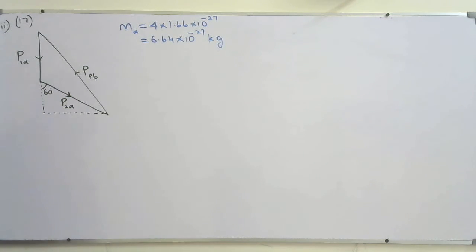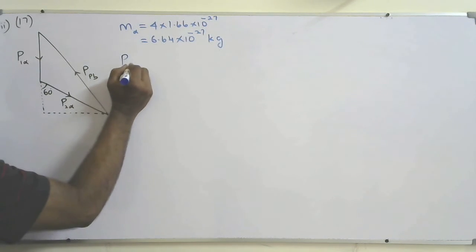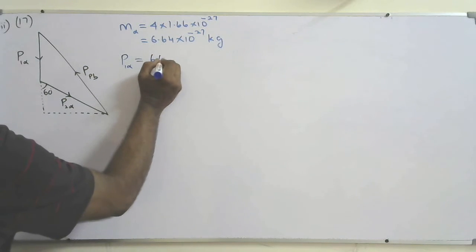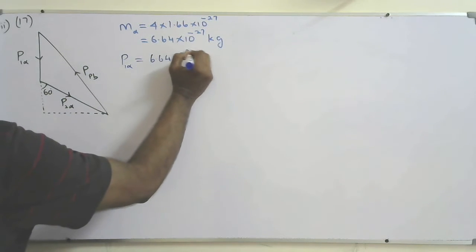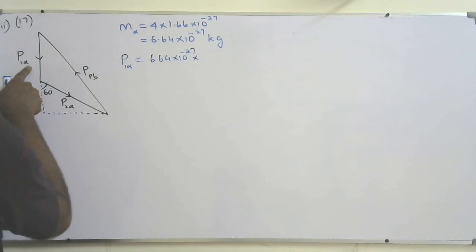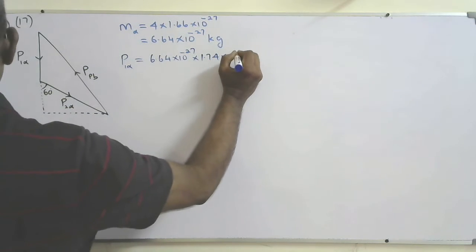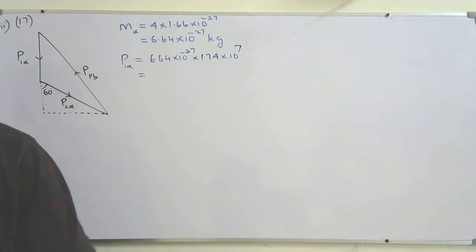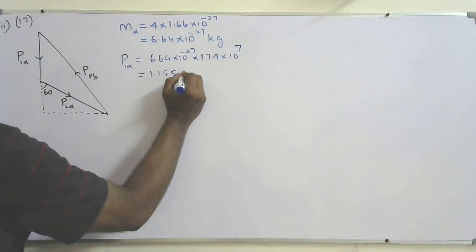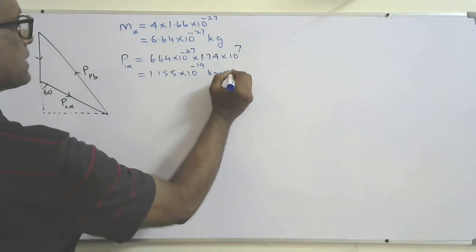We need to find the momentum of first alpha because speed is given. Momentum of first alpha is equal to mass of alpha, 6.64 × 10^-27, times the speed of the first alpha, given as 1.74 × 10^7. So that will be 1.155 × 10^-19 kilogram meter per second.